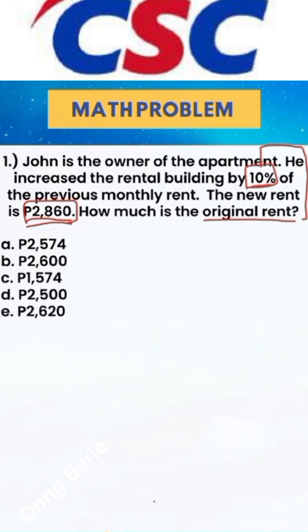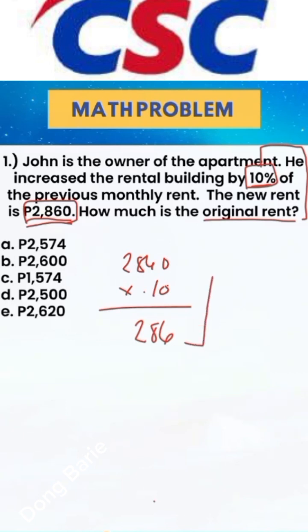Kasi pag ginawa po natin yon, for example, 2,860 times 10% niyan, okay, is 286. At pag dinidiscount natin yan dito sa 2,860, magiging 2,574. Pag i-check natin yan, magiging mali yung sagot.